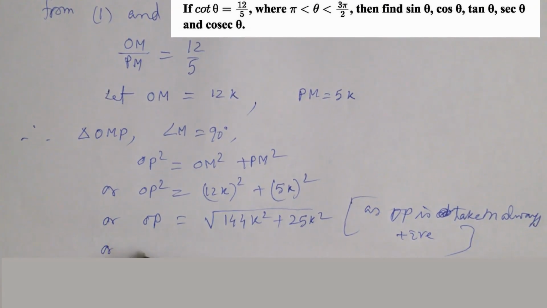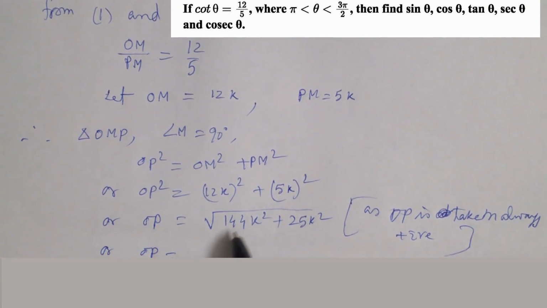So OP is equal to the square root of 144 plus 25, which is 169, so 13K.